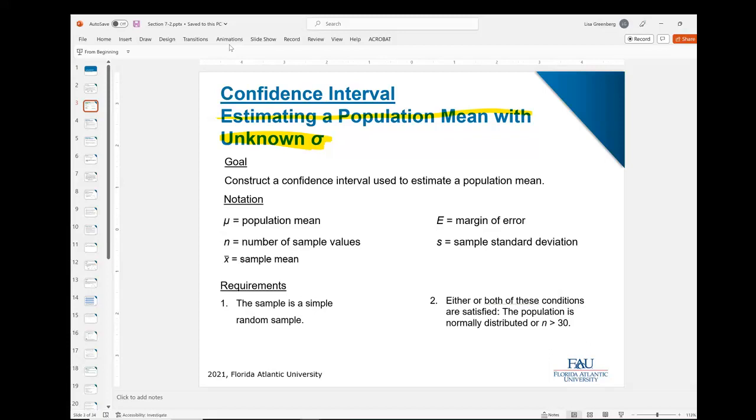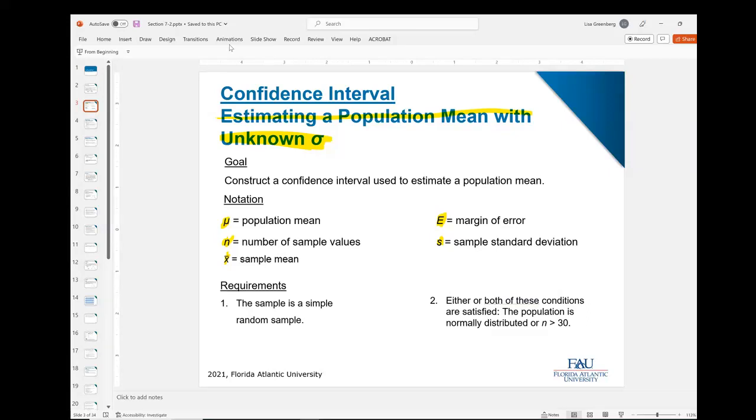We know that mu is the population mean, n is the number of sample values, and x bar is the sample mean. Now we're going to add on to that our margin of error, which is E, and our sample standard deviation, s. This is not our population standard deviation. This is our sample standard deviation.